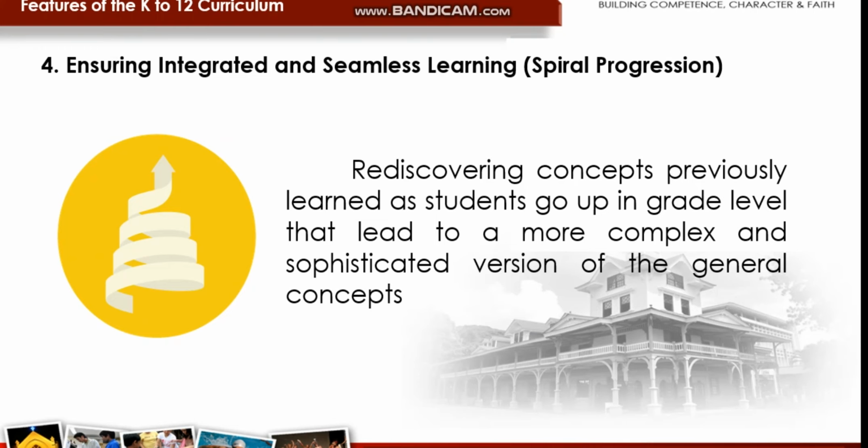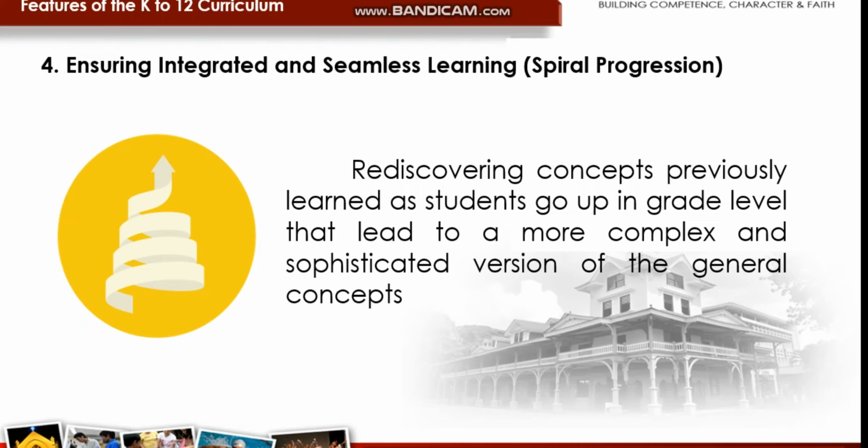This will further strengthen retention and enhance mastery of topics and skills as they are revisited and consolidated time and again. The spiral progression allows learners to learn topics and skills appropriate to their developmental and cognitive skills. This is why there are topics in, let us say, grade 1, then it is connected in grade 2 but at a higher or more complex level. So that is spiral progression.